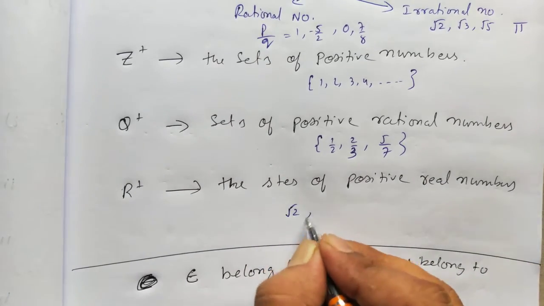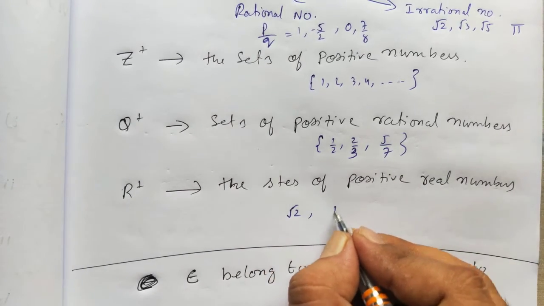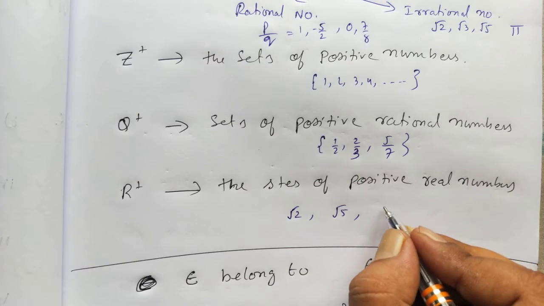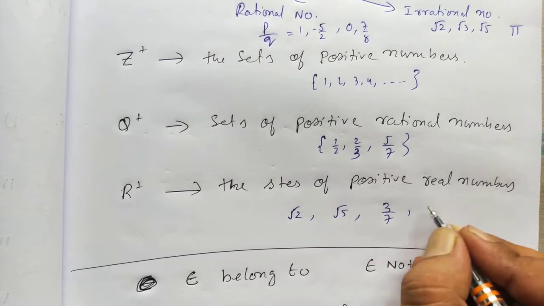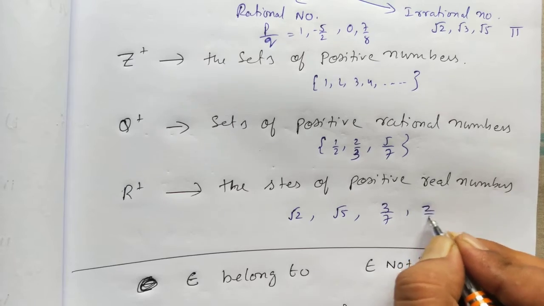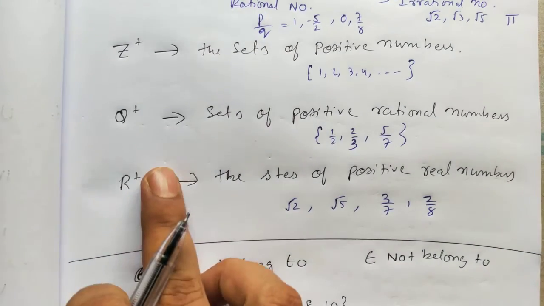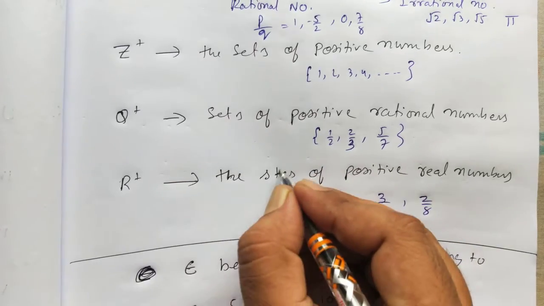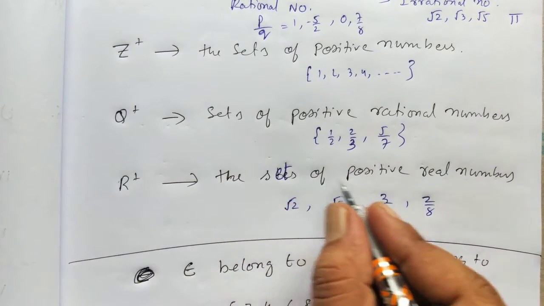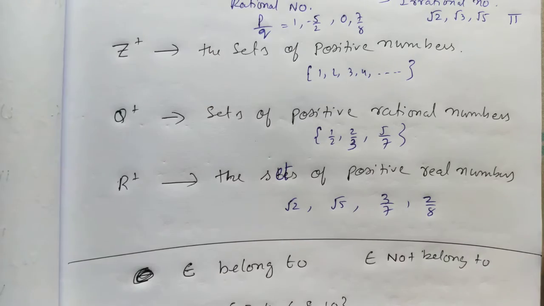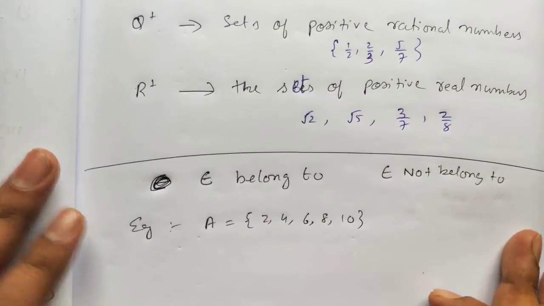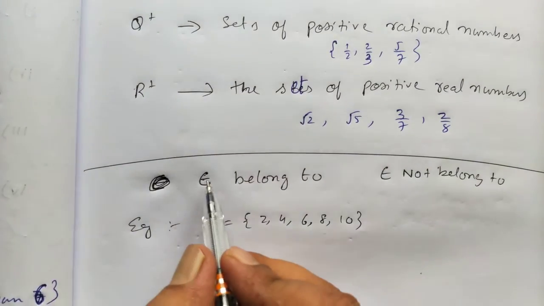R plus means the set of positive real numbers. If you are taking root 2 also, it must be positive, no negative. Root 5 or 3 by 7, but minus, you cannot take, like minus 2 by 8. These are all positive real numbers. So R plus means the set of all positive real numbers.